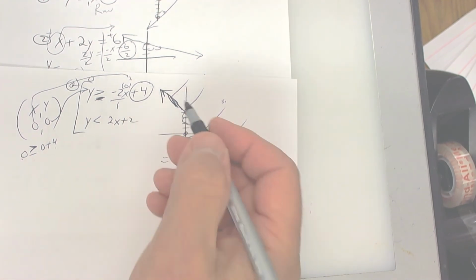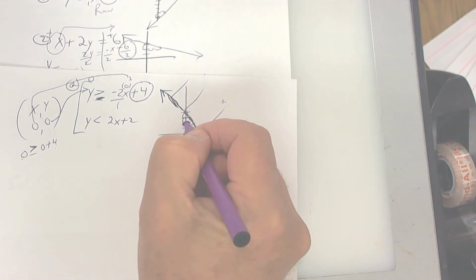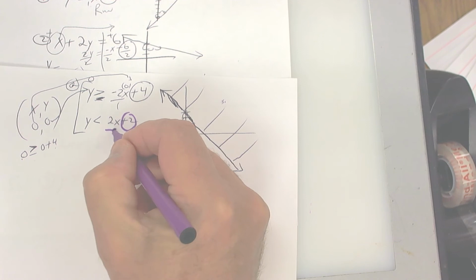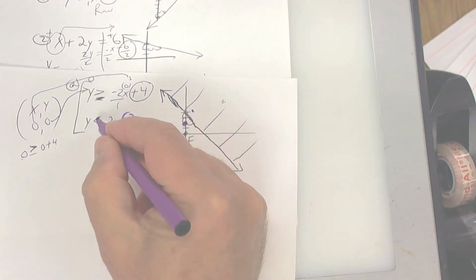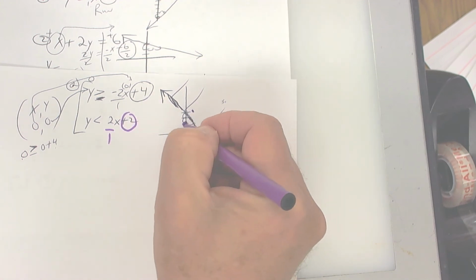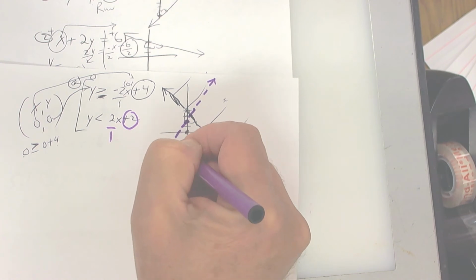This one right here, I'm going to use a different color. I'm going to go up 2, put a dot right here, and then I'm going to go up 2 more, and then to the right 1. Now this one is less than. There's no line under here, so it's going to be broken. So anything on that broken line is not a solution.